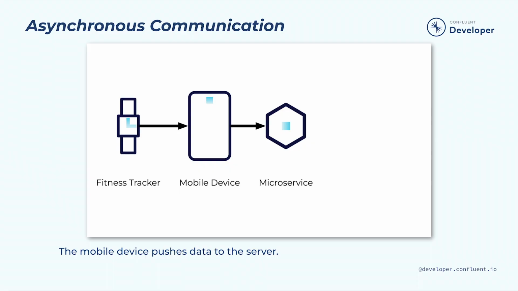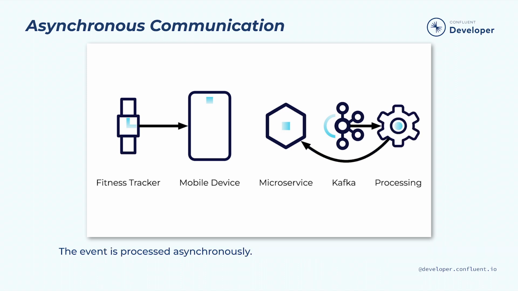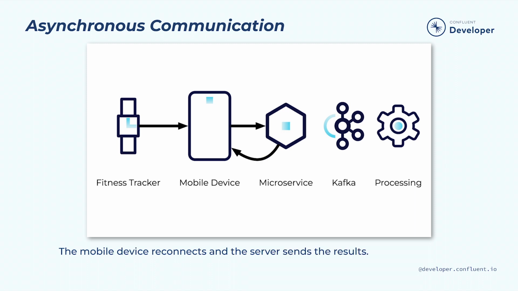In this case, when the device connects to the remote server, it pushes data to the server in a raw form. The server records the raw data as an event and sends an acknowledgement back to the device. Think of an event as an object that represents something that happened in the past. Once we have recorded the data, we can asynchronously process the event. Then, the next time the mobile device connects, we can send it the results.